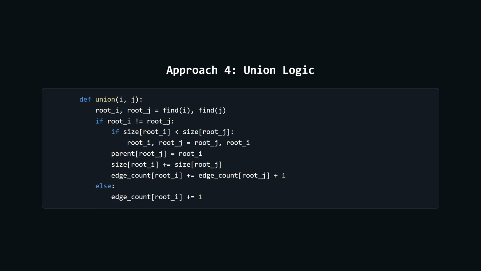When we connect two nodes, we find their leaders. If they have different leaders, they are from different groups, so we merge them. We update the size, and importantly, we add the edges from both old groups together, plus 1 for the new edge connecting them. If they already had the same leader, we just add 1 to the group's edge count.